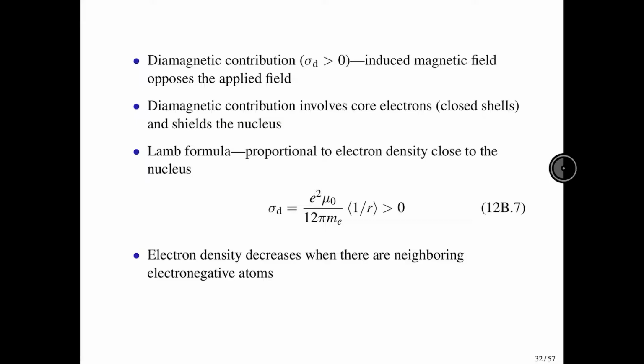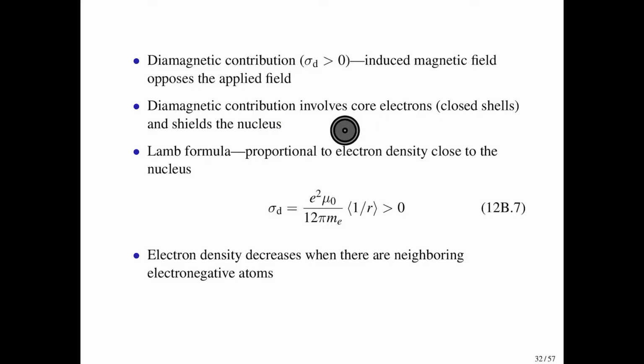The sigma d values are positive, and so here the induced magnetic fields on the nucleus due to the electrons within its atom circulating oppose the applied magnetic field. Okay, so these are responsible for shielding the nucleus. The electron currents that we're talking about here are due to essentially the core electrons of the atom. That is, electrons that are very close to the nucleus and that consist of closed electronic shells.